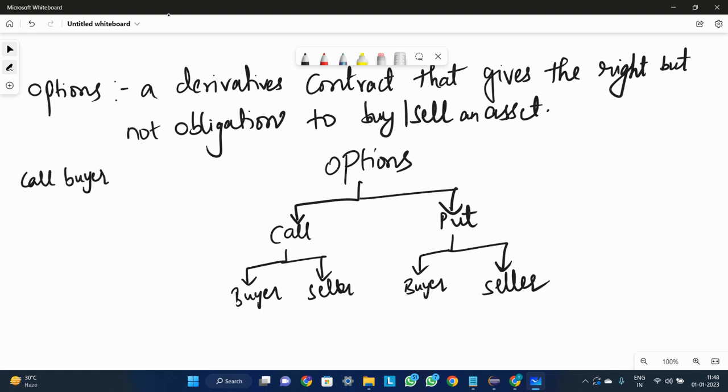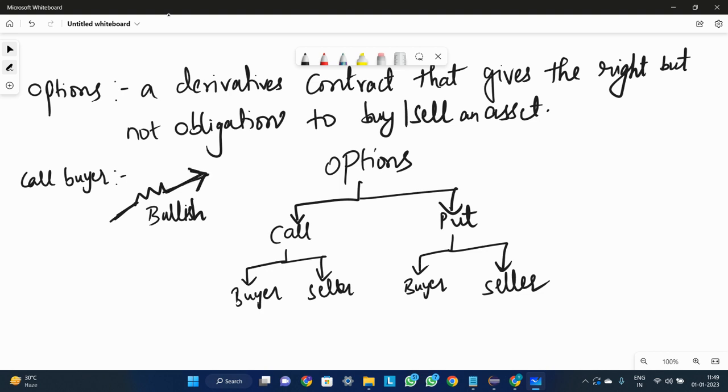So a call buyer is somebody who believes that maybe 1 month from now, maybe 2 months from now, or 3 months from now, depending upon the expiry date, the market will go up. So he is a bullish buyer, right? He's a bullish person. He believes that the market 1 month from now will be on a bull run. It will be on a bull rally. That means the price of the underlying asset will increase.